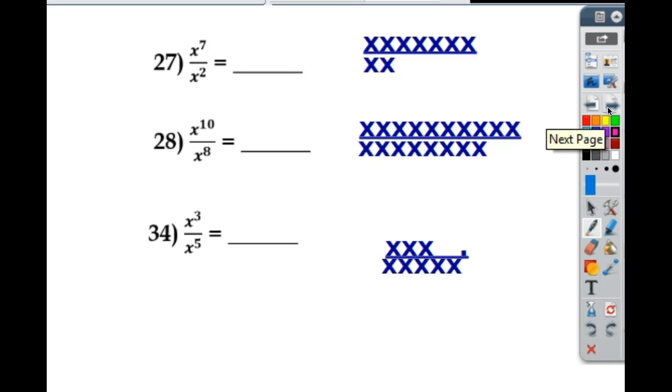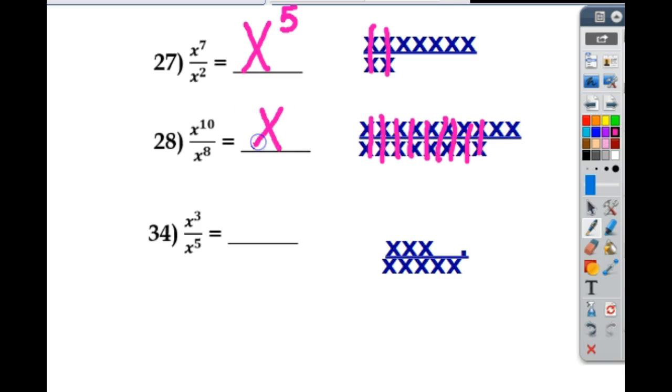Did you find the shortcut for division? If I expand it out, I can cancel. Subtract. 7 subtract 2 is x to the 5th power. That's what's left. And do you see that the shortcut has to match our expanding? So 10 subtract 8 is 2.